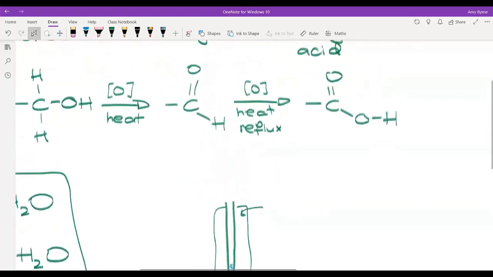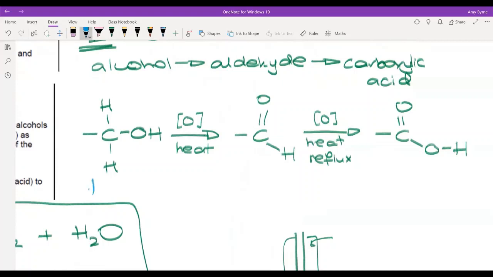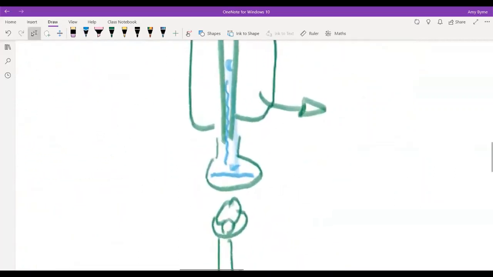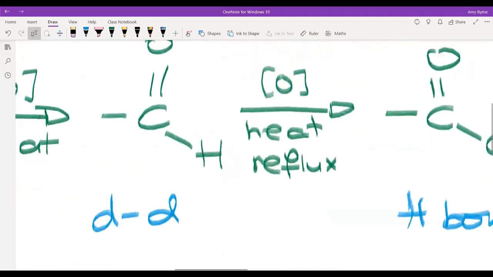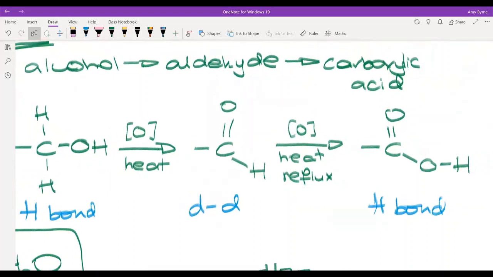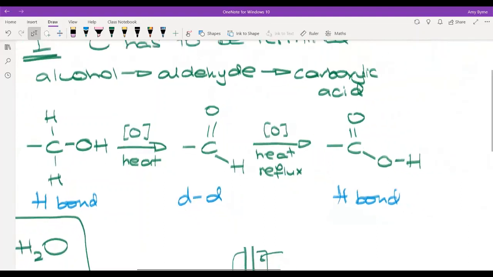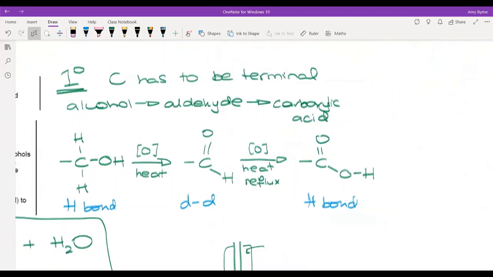It's linked to, think about this in terms of bonding. This has H bonding and this has H bonding, whereas this is only dipole-dipole. If I just heated a mixture of those three things without the reflux mechanism, my aldehyde would just evaporate out because it's only held together with dipole-dipole.